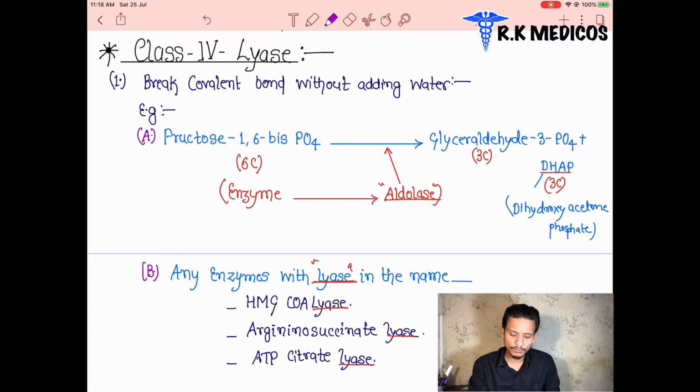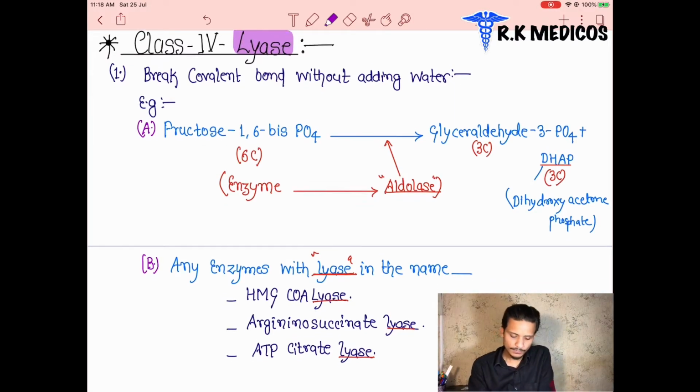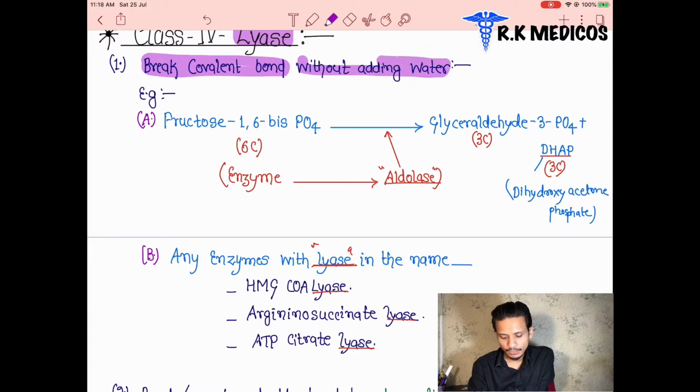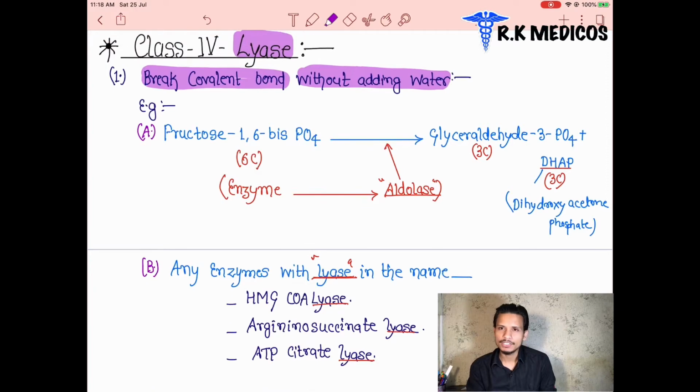Next, the fourth group, that is L, the liases. Now we are going to see liases. They are also breaking covalent bonds. How? Without adding water. The previous ones break covalent bonds by adding water, and those are hydrolases. But here, the liases are not going to break covalent bonds by adding water. Then what is happening here?